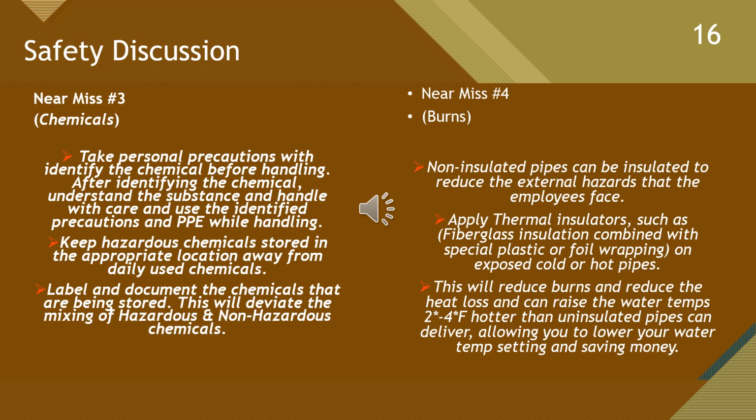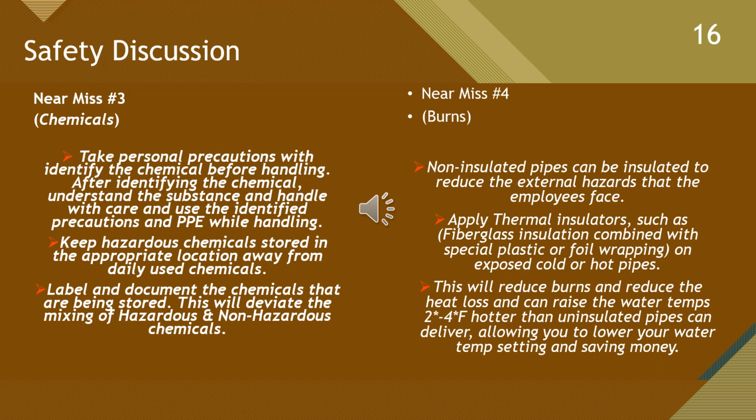Moving on to the safety discussion of near miss 3 and 4. Near miss 3 was the one pertaining to chemicals. A few safety tips on this one: take personal precautions by identifying the chemicals before handling. After identifying the chemicals, understand the substance, handle with care, and use the identified precautions and PPE while handling. Keep hazardous chemicals stored in the appropriate location away from daily used chemicals. Label and document the chemicals that are being stored. This will prevent the mixing of hazardous and non-hazardous chemicals.